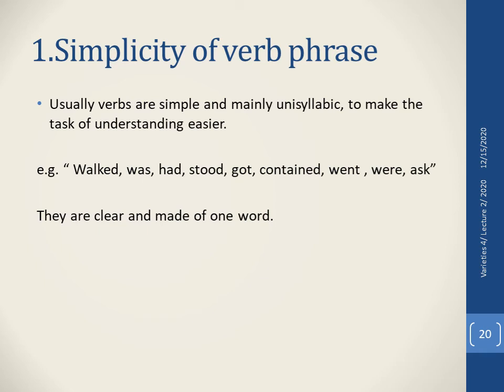Look at these examples from Dickens' text. Walked, was, had, stood, got, contained, went, were, and asked. They are all clear and made of one word. However, sometimes the verb can be complex, consisting of three words like would have been. Yet it is not complicated and cannot be considered an obstacle, for example, to easy reading and comprehension.